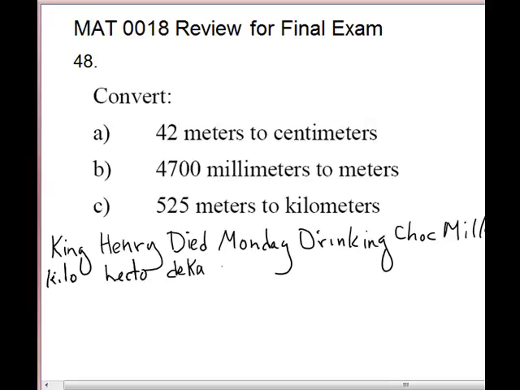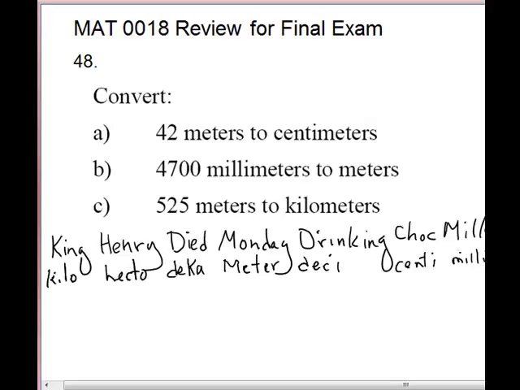Monday, this is your central one. This is your meter. If you're working in, say, volume, you could have liter here, or you could have grams here. So you have to make a different sentence, but it's still all going to work the same. Then we have the smaller side. Deci is a tenth, centi is a hundredth, and milli is a thousandth. And what we're going to do is just move from one to the other.